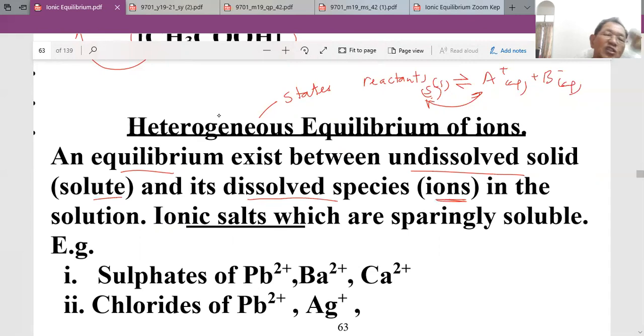So there's an equilibrium that exists between the undissolved solid and its dissolved species, which means basically ions. If it's an ionic substance and it dissolves, it will become ions. For covalent substances, it dissolves, but it may not become ions because it remains a molecule, because the bonds are too strong to break, unless you heat it further. So ionic salts are sparingly soluble. We talk about ionic salts here.